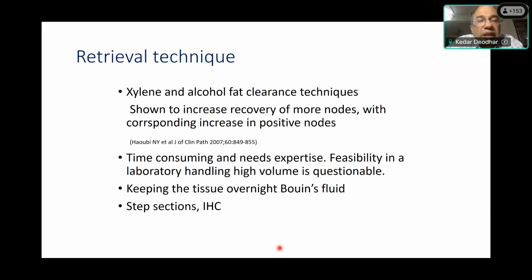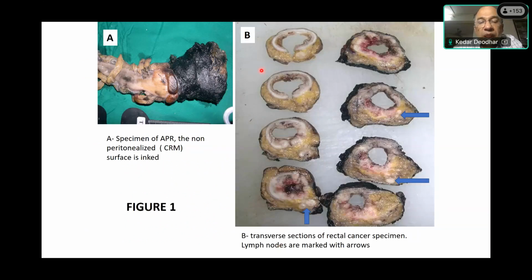As I said earlier, the fat dissolving techniques are available, but it's time-consuming and needs expertise, and feasibility in a laboratory handling high volume is actually really questionable. So this is an example of again the same thing that we saw earlier.